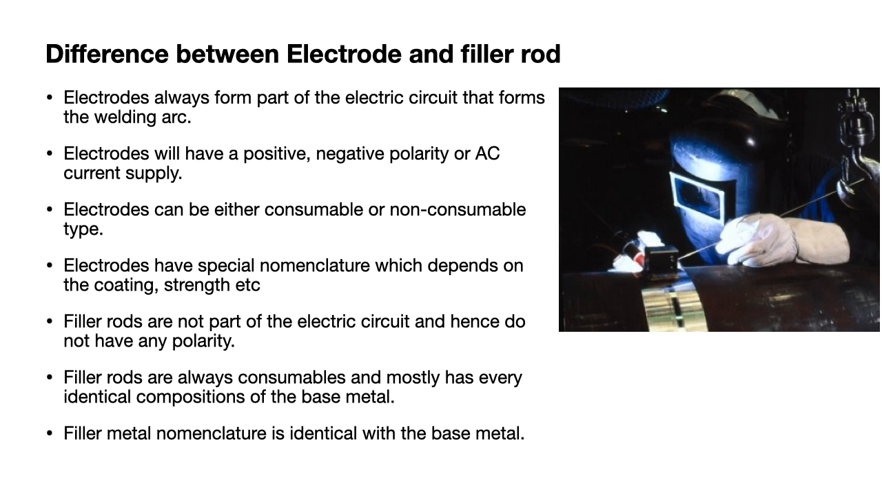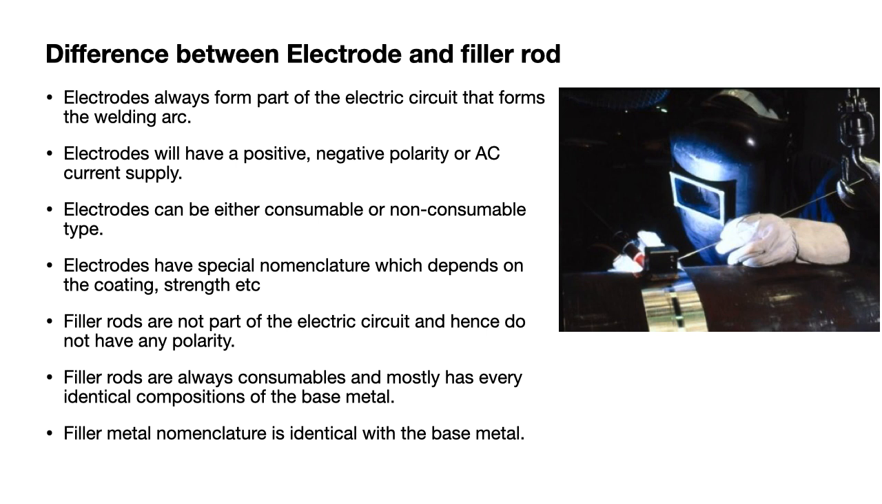So these electrodes, being part of a welding circuit, which permits passage of electricity or current, can have polarities. It can have positive polarity, it can have negative polarity, or when AC current is used, it permits passage of AC current. In most cases, electrodes are consumable, but as we have seen, electrodes can also be non-consumable, like in the case of TIG welding.